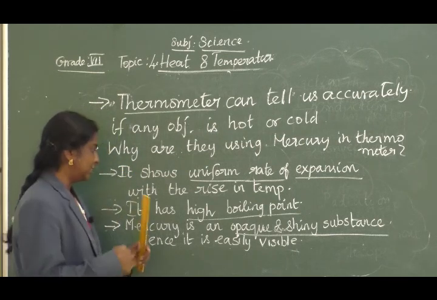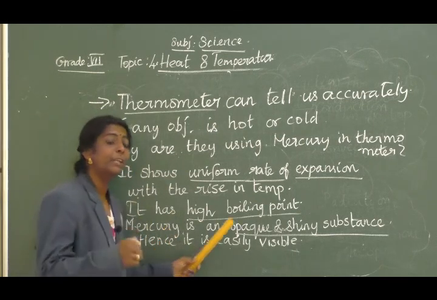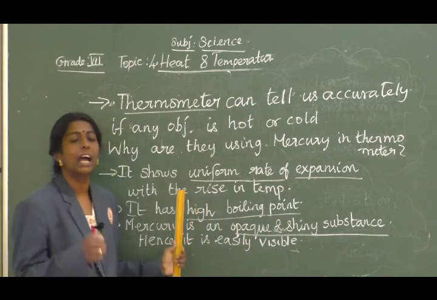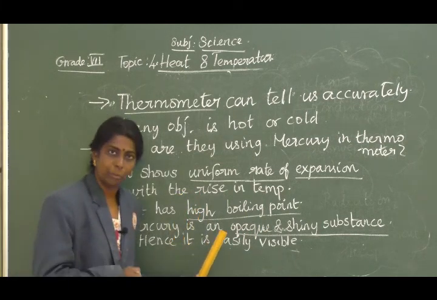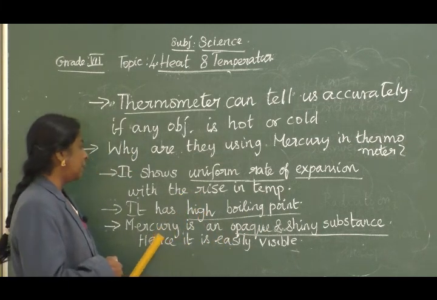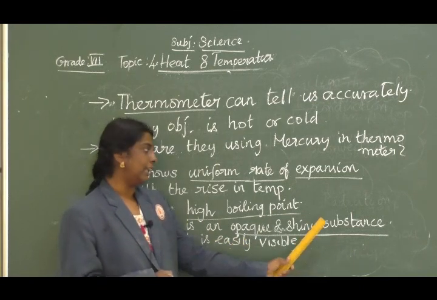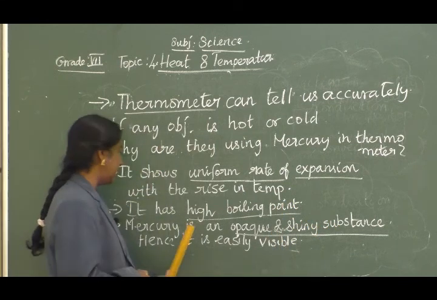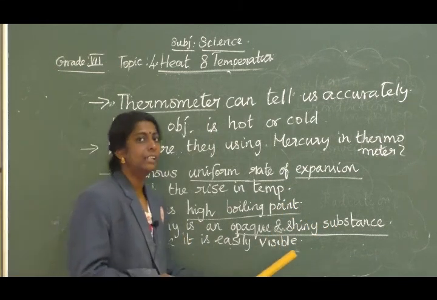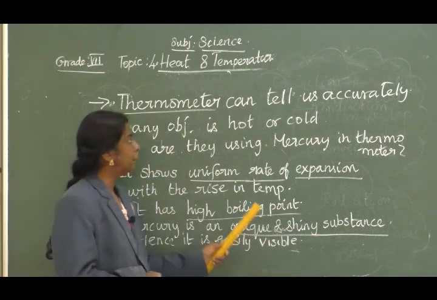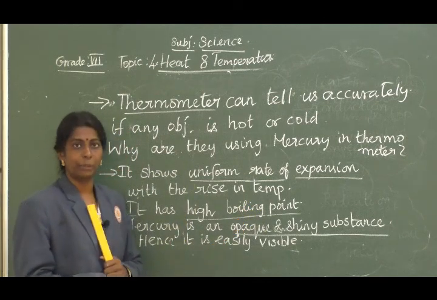Clear? Then the second point, mercury has a high boiling point. Clear? Then mercury is an opaque and shiny substance. Hence, it is easily visible. That's why mercury is used in a thermometer.